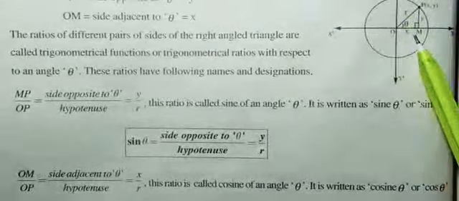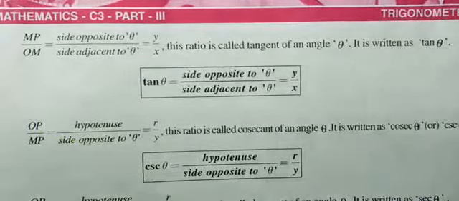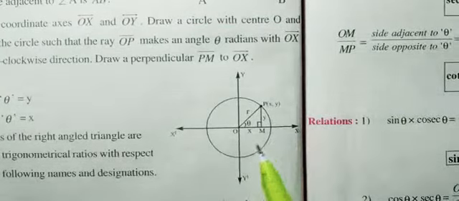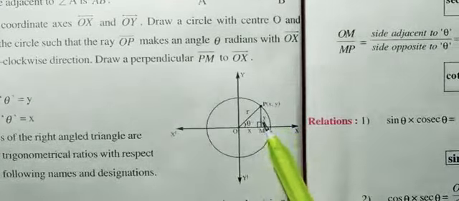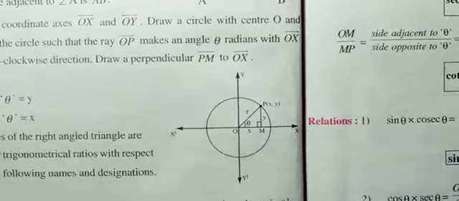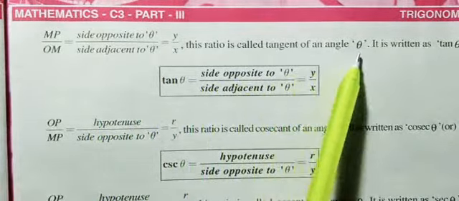Next move to MP by OM. So you can see the figure. I am showing you the figure once again. So viewers, this is my required figure, and we are finding MP by OM. So here MP by OM is equal to the side opposite to theta divided by the side adjacent to theta, that is y by x. This ratio is called the tangent of an angle theta. It is written as tan theta. That is tan theta is equal to y by x, side opposite to side adjacent, you have to read that.